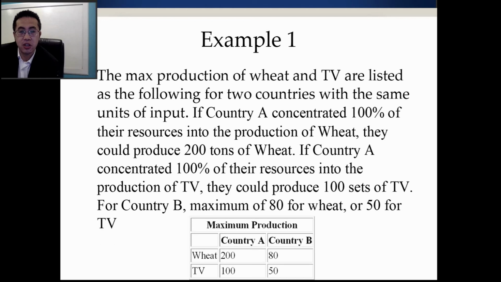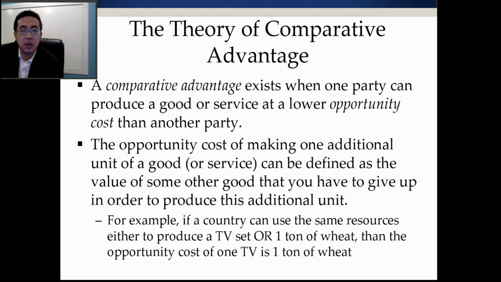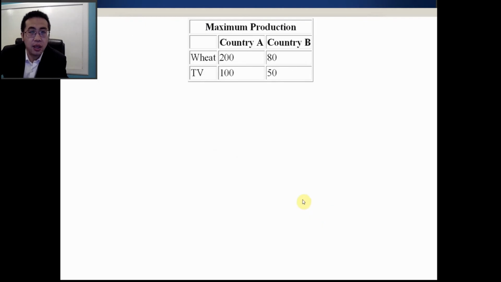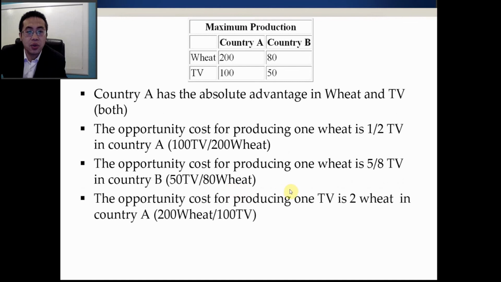Still, it could be beneficial for A to trade with B. All right, so in order to understand that, you need to figure out the comparative advantage. You should know it is the opportunity cost to produce one good at the sacrifice of another. How to calculate that? It's easy. You just take the reciprocal: 100 TV over 200 wheat. That's the opportunity cost to produce one wheat in sacrificed TV. So that's going to be half a TV sacrificed to produce 1 ton of wheat.